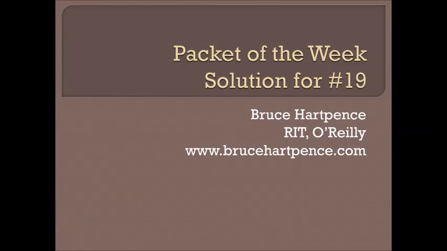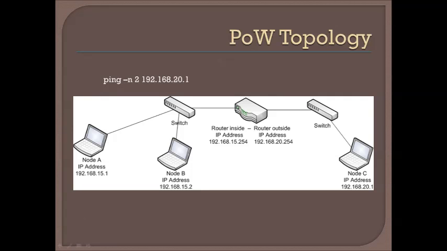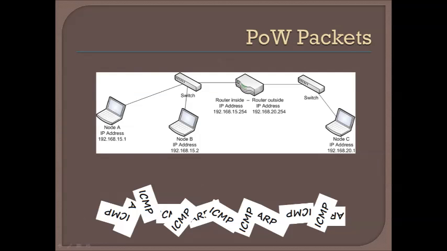So without further ado, let's take a look at the question that we had in Packet of the Week number 19. Here was our topology, and in this particular case, what we're going to do is ping across a routed topology from 15.1 to 20.1. What's significant about that command is the -n 2, which just means that we're going to send 2 ICMP echo requests from the host.